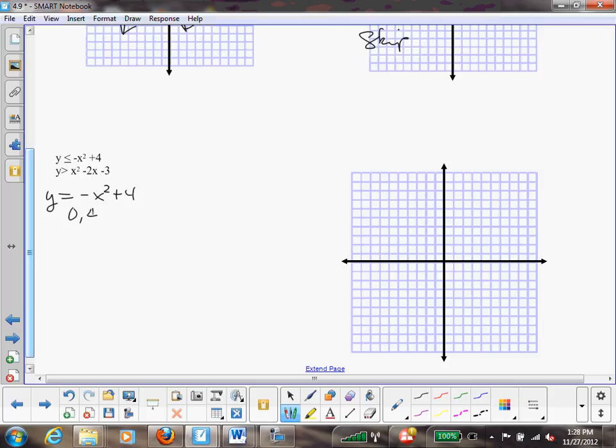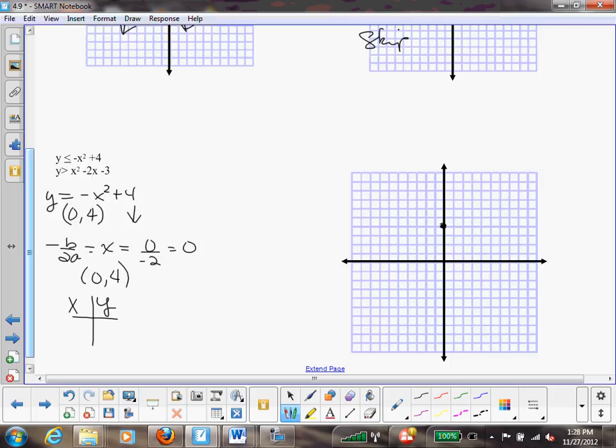Y-intercept is at 0, 4. We know that it points down. -b/2a gives me my value for x, which is going to be 0 over -2, which is 0. And remember, this is where the y-intercept and the vertex are the same value. Remember this? So 0, 1, 2, 3, 4. And then this is the case where we generate a point and reflect it.